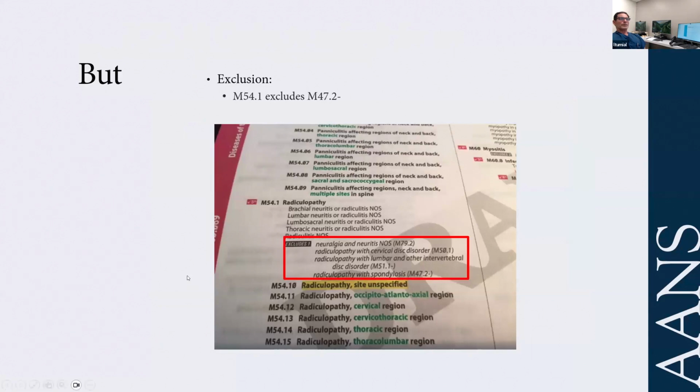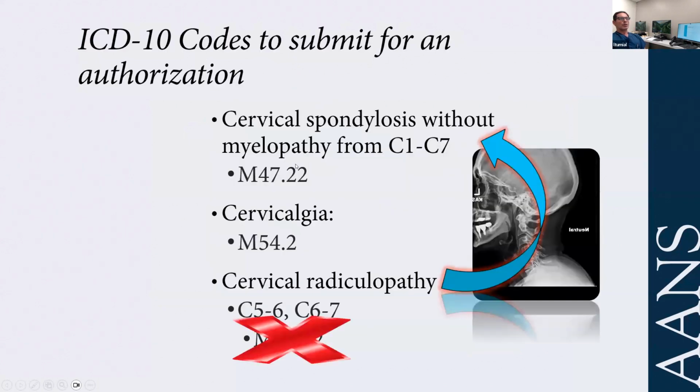These are pictures from the ICD-10 book, and this is the Excludes 1 note, so they don't want combinations or anything that has redundancy. So all you would use for this is M47.22.